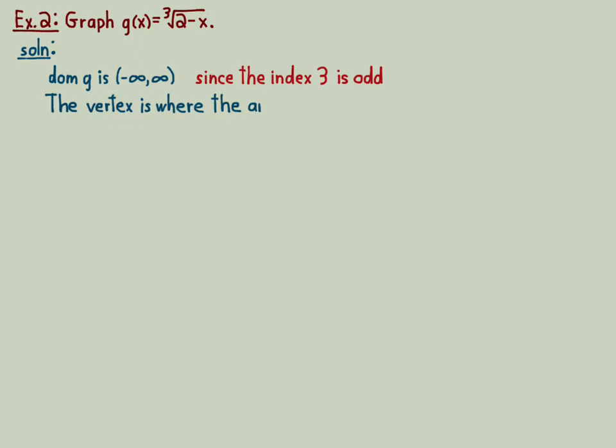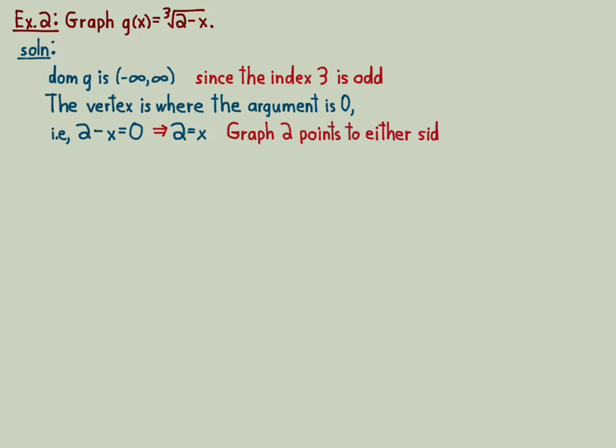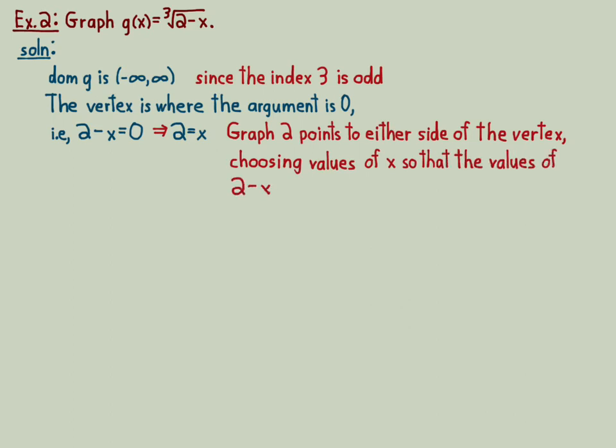So the vertex is where the radicand, or the argument, is 0. That is when 2 minus x equals 0, and that's when x equals 2, or 2 equals x, same thing. And that's important. It's always important to know where the vertex is. So graph 2 points to either side of the vertex, choosing values of x so that you get perfect cubes in the radicand. So 2 minus x is a perfect cube.